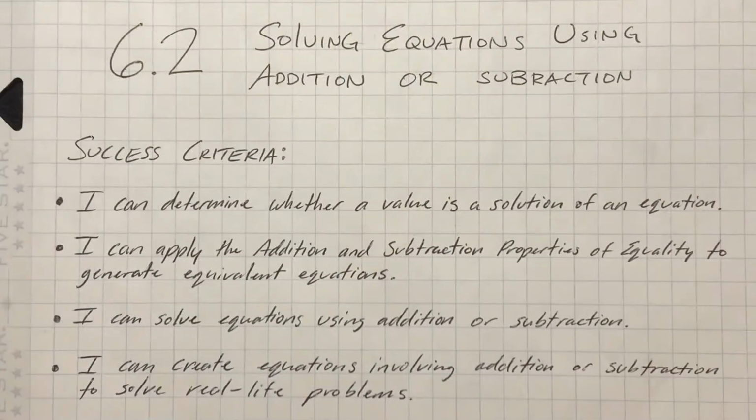With 6.2, solving equations using addition or subtraction, our success criteria is that we're going to determine whether a value is a solution of an equation. We're also going to apply the addition and subtraction properties of equality to generate equivalent equations. We're also going to solve equations using addition or subtraction, and create equations involving addition or subtraction to solve real-life problems.